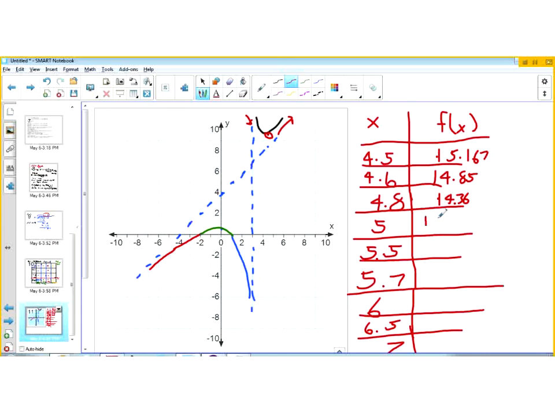So what is f of 5? That would be 25 plus 5 minus 2, divided by 2. So f of 5 is 14. By the way, you can plot these points on your graph if you wish as well.